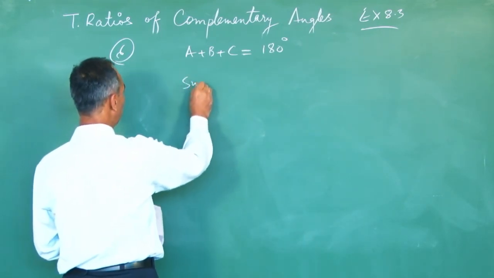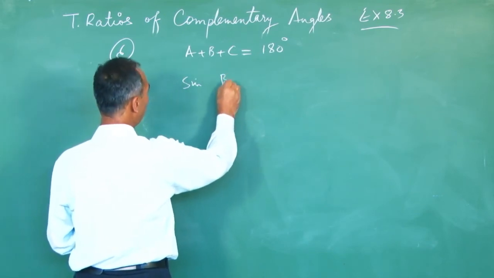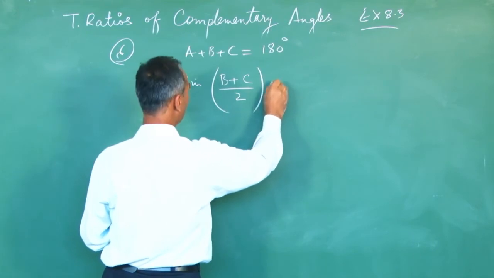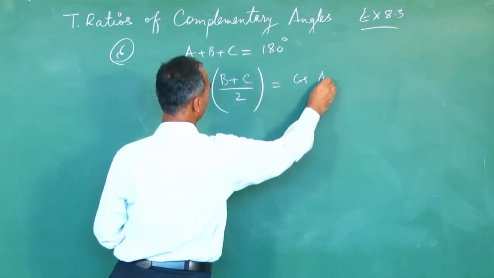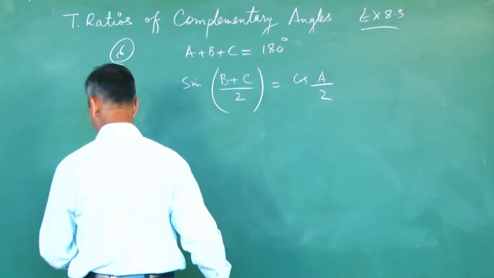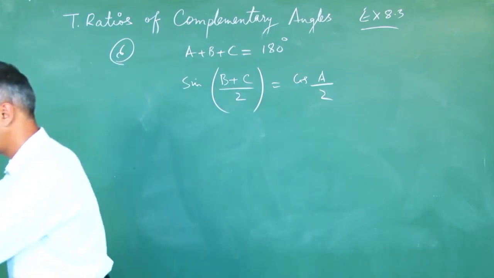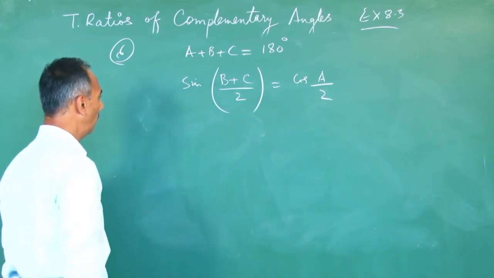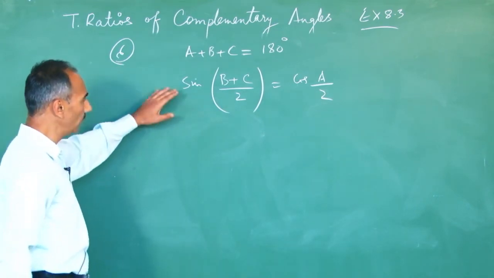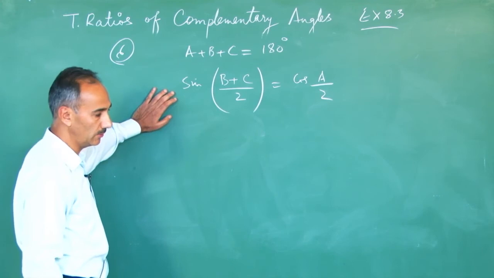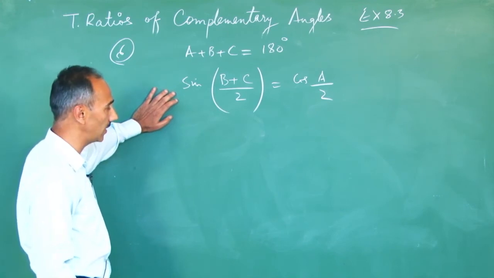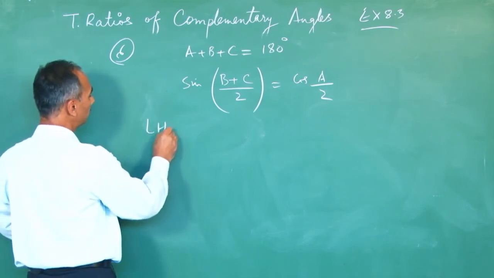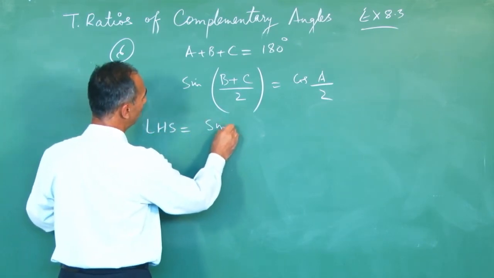You have to prove that sine of (B plus C) upon 2 is equal to cos A by 2. We can take the left hand side and work to show it's equal to the right hand side, or take the right hand side and show it's equal to the left hand side. Let me take the left hand side. Left hand side is sine of (B plus C) upon 2.